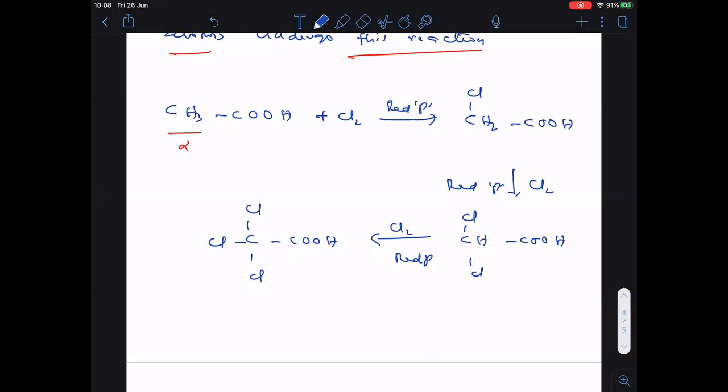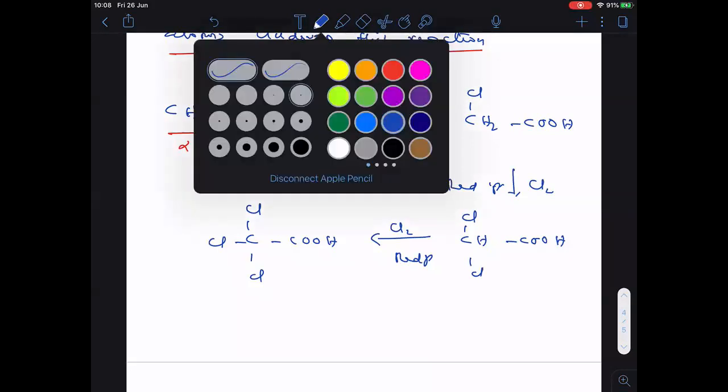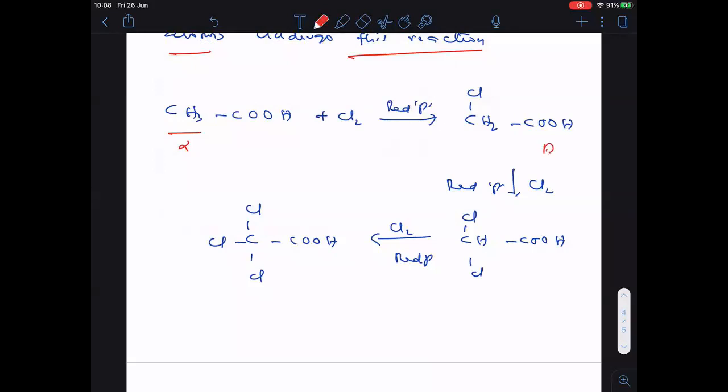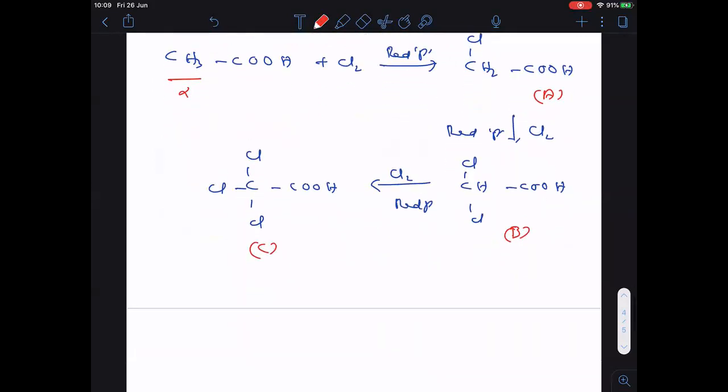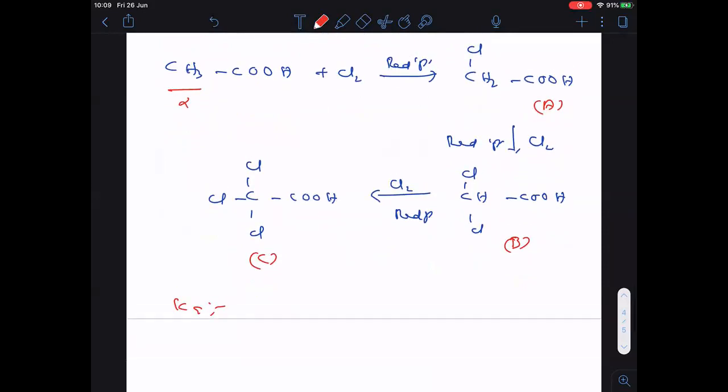What is the name of the first product? Monochloroacetic acid. Second one, dichloroacetic acid. Third one, trichloroacetic acid. Now let us think, this product is A, this product is B, this product is C. Once we got this question in the NEET: what is the acidic strength order, the Ka order, of A, B, C? Think and tell me. In acids we discussed how to know which is strong and which is weak acid.